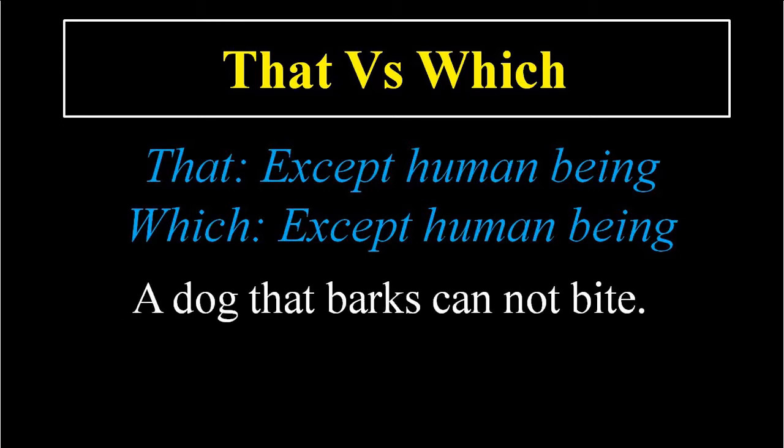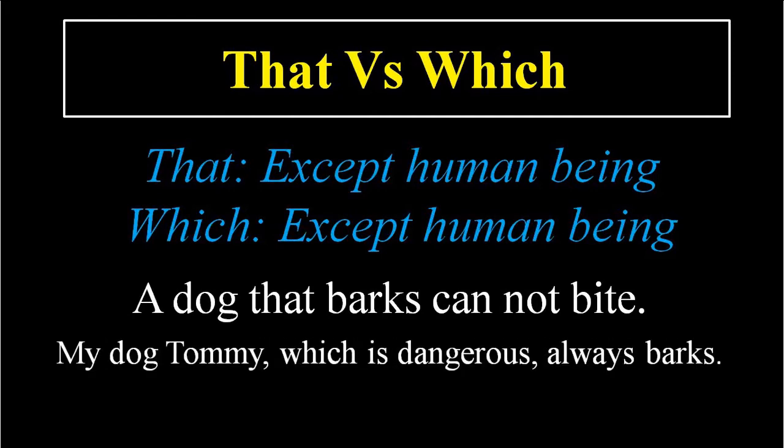Look at an example. A dog that barks cannot bite. So here, a dog means a general dog. A dog that barks cannot bite. Remember one important point. After a dog, we cannot use who. It should always be either that or which.